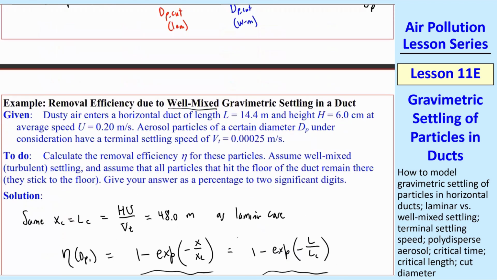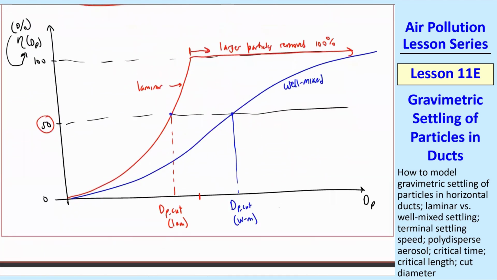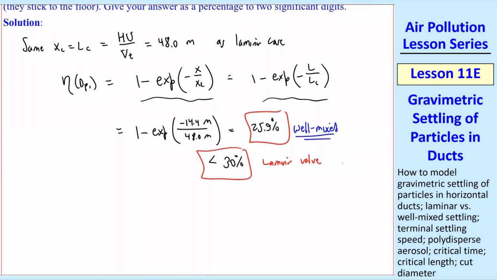That makes sense based on our plot here. We know that at any given diameter, let's take this one here, if you go up this vertical grade efficiency, the well-mixed one comes first and then the laminar one comes next. Again, the laminar one is the fastest removal or the shortest removal in the duct. The well-mixed is the one that takes longest. The real case would be somewhere in between these two most likely.